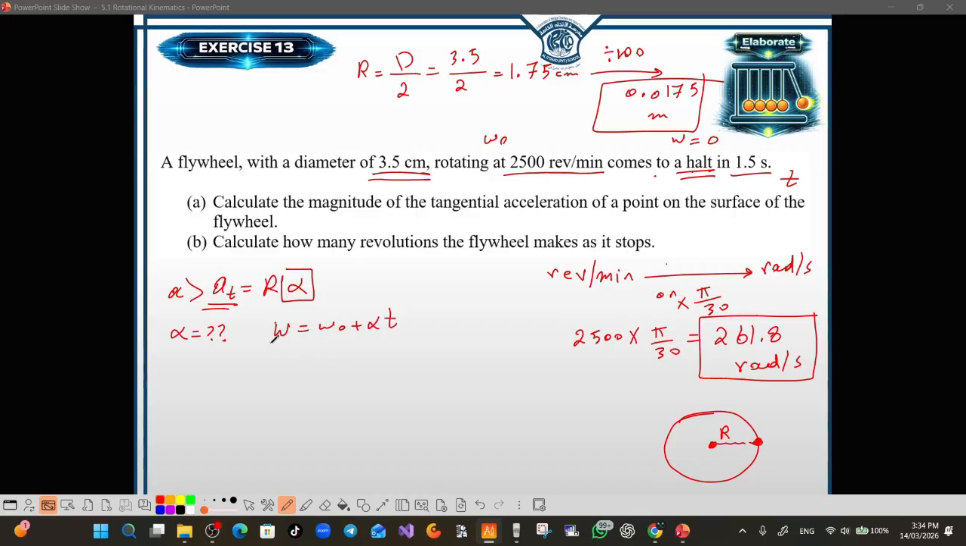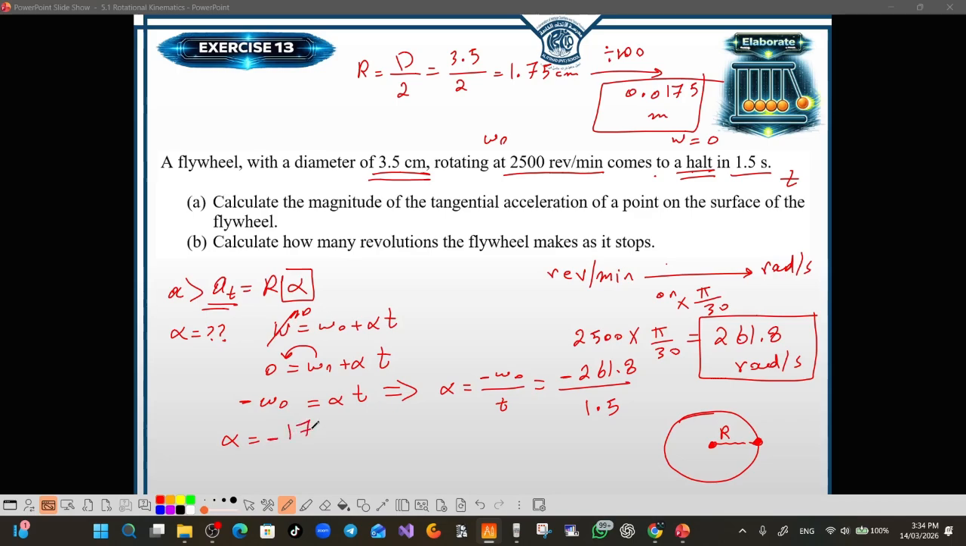Omega final is 0, so 0 equals omega 0 plus alpha t. We move omega 0 to the other hand side, so minus omega 0 equals alpha t, and alpha is equal to minus omega 0 over time. So we don't use 2,500 revolutions per minute. Instead of that, I will use the more convenient unit, which is radian per second. So 261.8 over the time, and the time is given by 1.5 seconds. This is why alpha is equal to minus 174.5 radian per second squared.